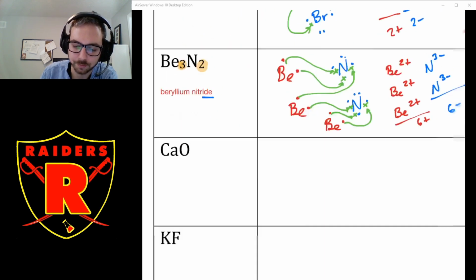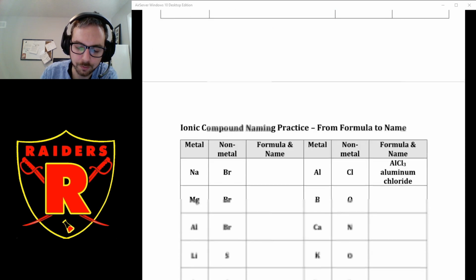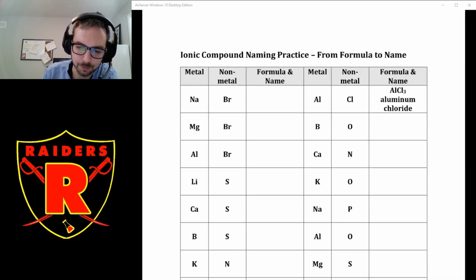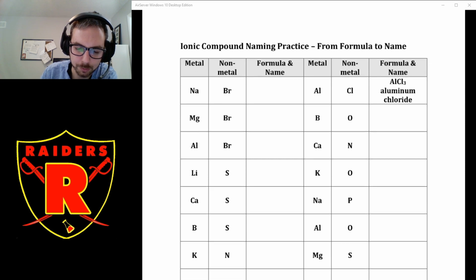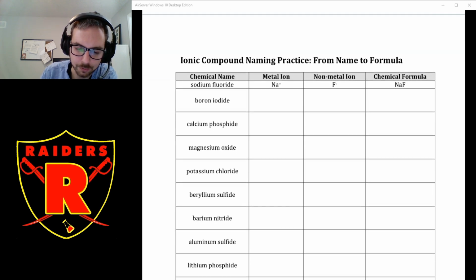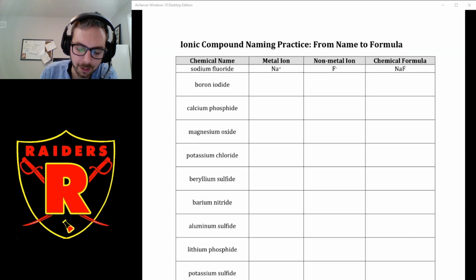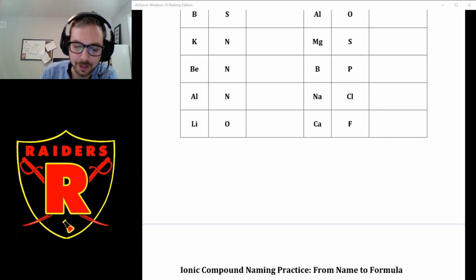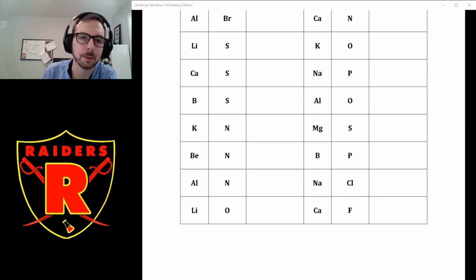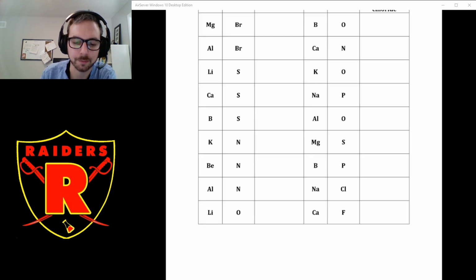So I'm going to go down. I'm going to do a few of these examples together. I think one of the classes we started this before the break, but I'm going to do a few examples together, and then I'm going to do a few examples of these going in the opposite direction from name to formula, using the crisscross rule. And then I'm going to end the video, and then I'm going to post a second video just taking up some of those questions after you've had an opportunity to try them out for yourself.